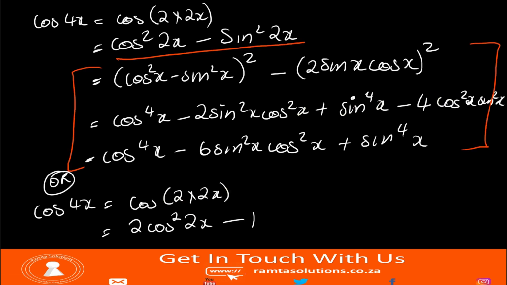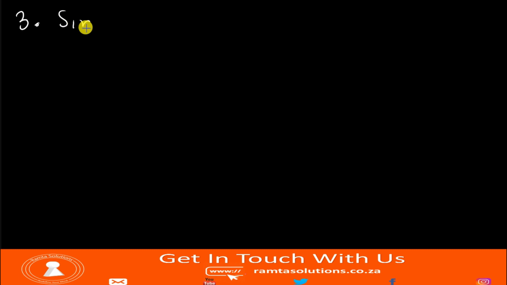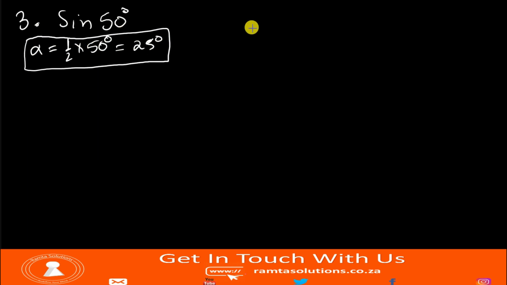Now, number 3 was, I believe, sine 50 degrees. Sine 50 degrees. Again, alpha is half times 50, which is 25 degrees. Remember, I'm using alpha because I had said this is a double angle, right? This is a double angle. So I will always be trying to find half of this.